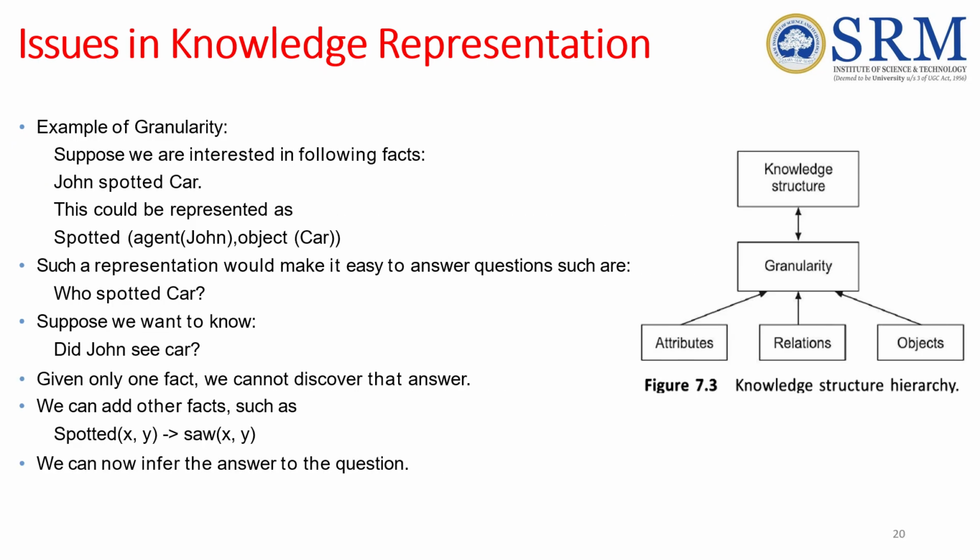For example, take John spotted the car. It should be represented as agent John, object car. Such a representation can answer questions such as who spotted the car. Suppose we want to know, did John see the car? Given only one fact, we cannot discover the answer. We can add a fact like spotted(x, y) implies saw(x, y). Now we can infer the answer to the question.